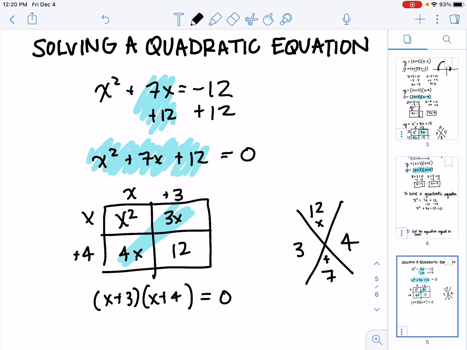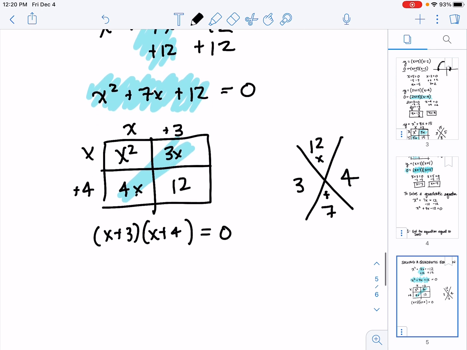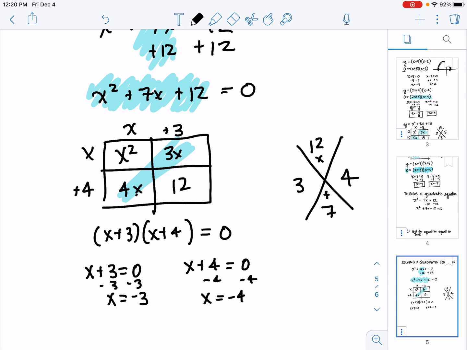Well, look, now we have a product that equals 0. So we can set each factor equal to 0. x plus 3 is 0. x plus 4 is 0. And then solve. x equals negative 3 or negative 4. If you need to see that step, there it is. And so, x is negative 3 or negative 4.